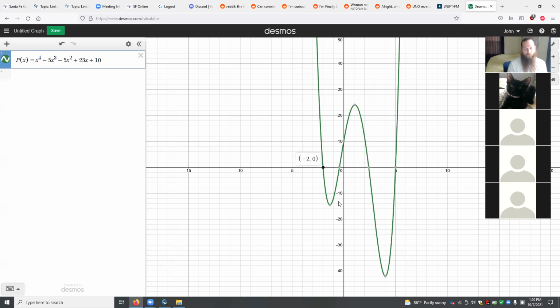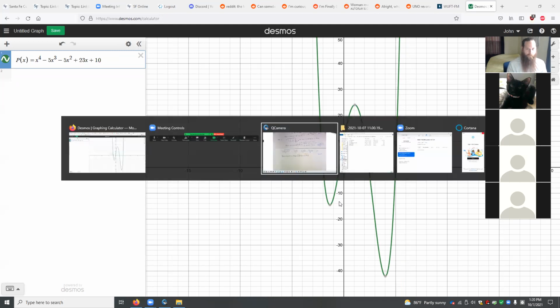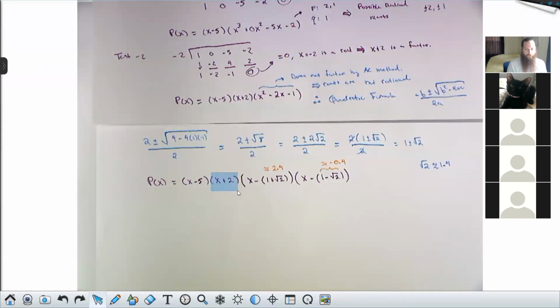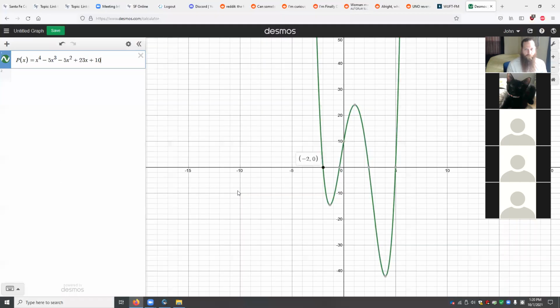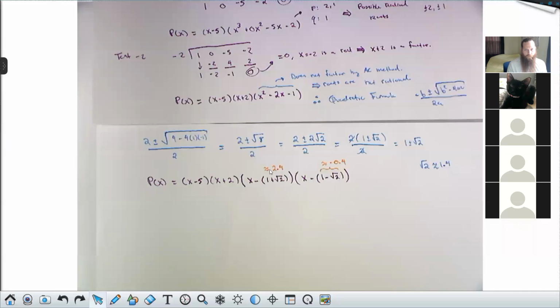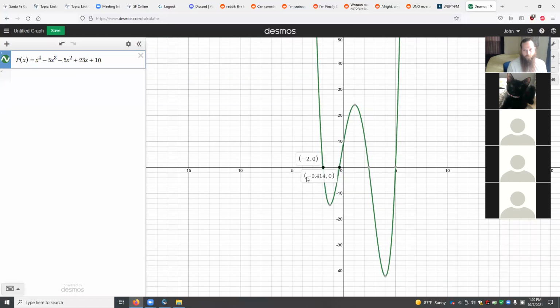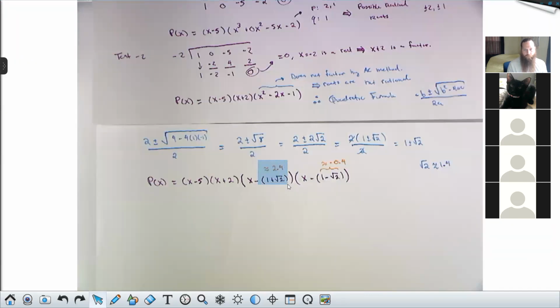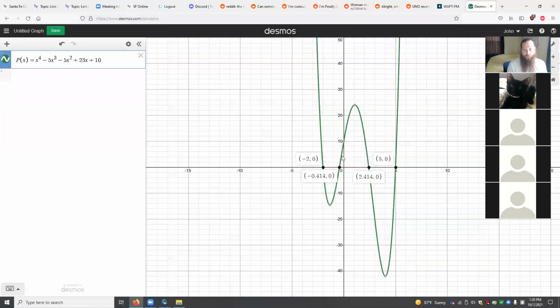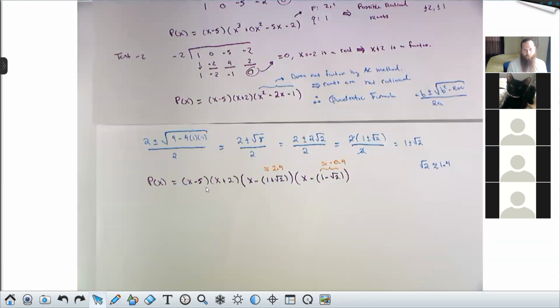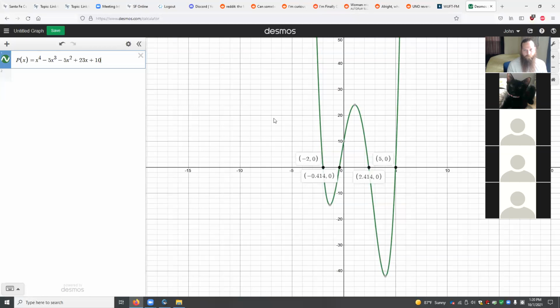I have a root at -2. That's coming from this factor. I have a root at -0.414. That's coming from this factor, right? We said this is about -0.4. I have a root over here at +2.414. That's this guy coming from this factor. And then I have the factor x minus 5 giving me that root at 5. So this is very good. We nailed it.